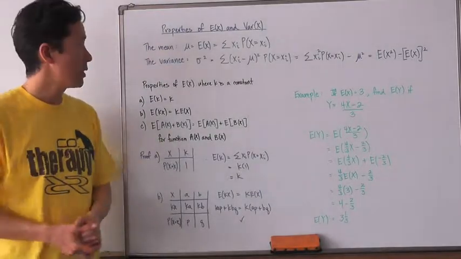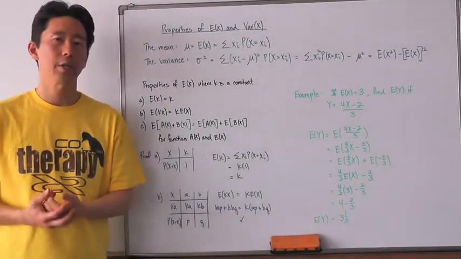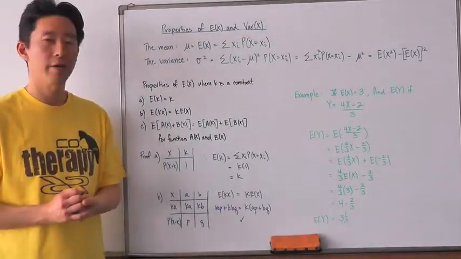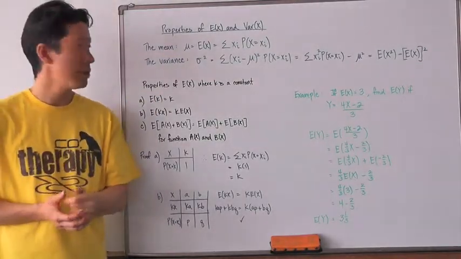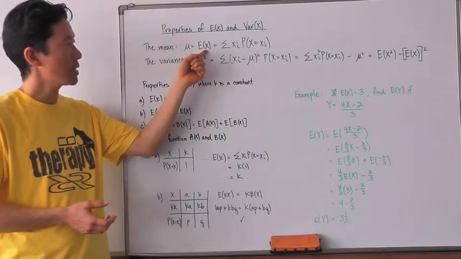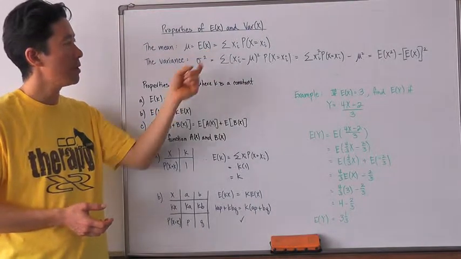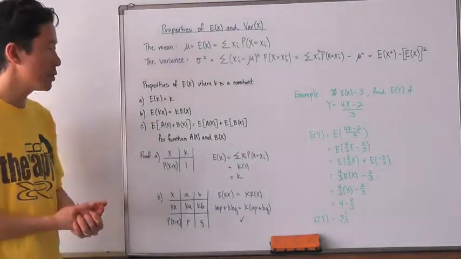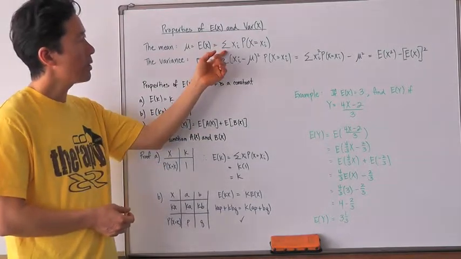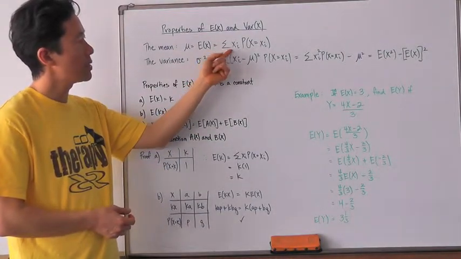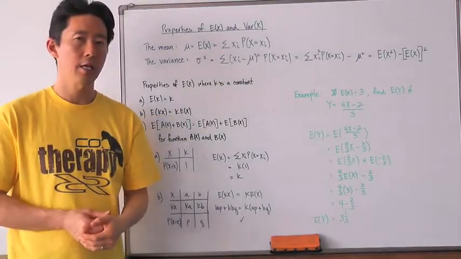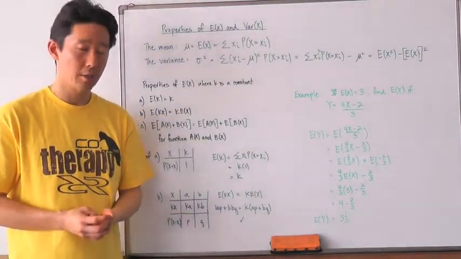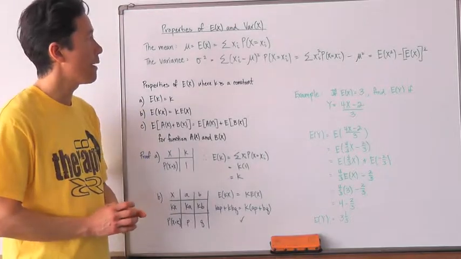Hello everyone, let's go ahead and take a look at properties of expectation and the variance. Of course, we said that the mean was going to be equal to mu, which is equal to the expectation of a discrete random variable probability distribution. We can calculate that by taking the summation of x sub i times the probability that your discrete random variable actually takes on that particular value of x sub i.